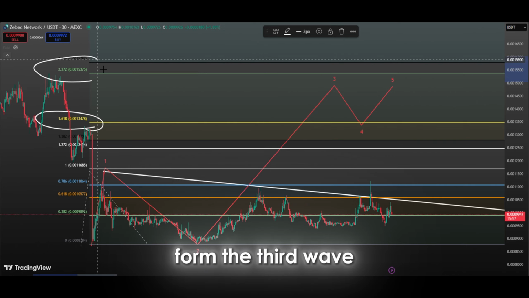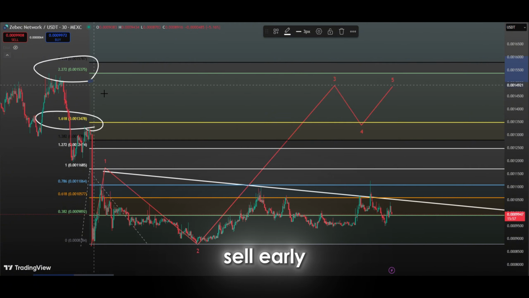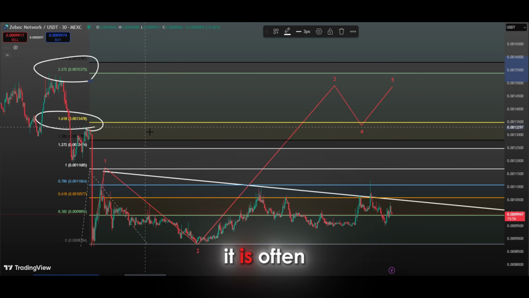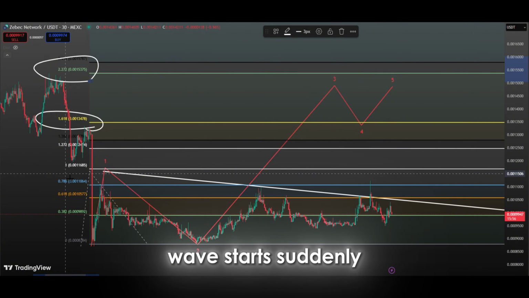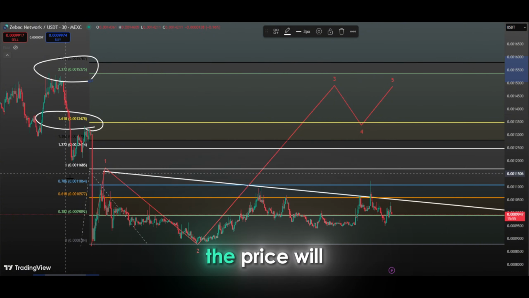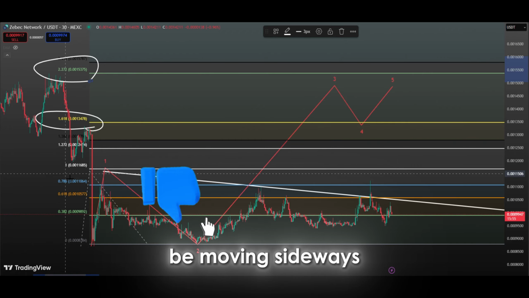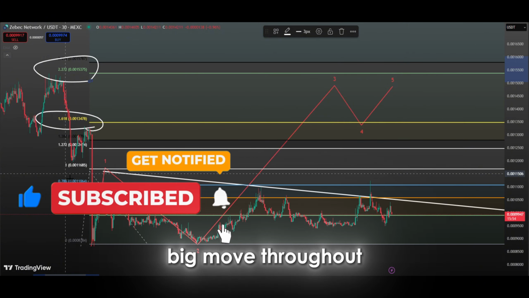Because during the correction phase of the second wave, many people may get scared and sell early or exit the market. However, when the third wave starts, it is often difficult to re-enter the market as the price moves very fast. When the third wave starts suddenly, it is very likely that the price will surprise investors by making sudden jumps. It is important to remember that even though the price seems to be moving sideways at the moment, we are actually in the process of accumulation ahead of a big move.